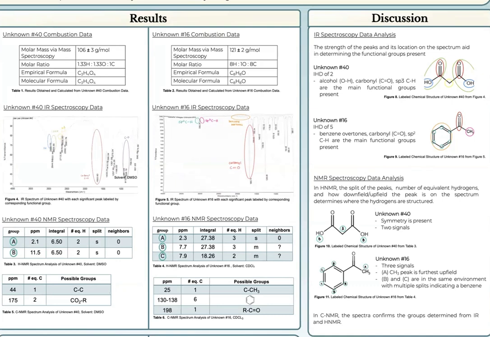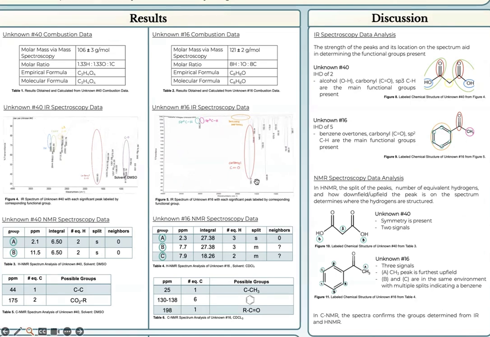For compound 16, there are a total of 8 carbons, but only 3 signals in the C-NMR spectrum. One is more upfield, which represents a methyl group. At 130 to 138 ppm, there are multiple peaks, which represents the 6 carbons of the benzene. And lastly, the peak furthest downfield represents the carbonyl carbon. With IR, the benzene overtones confirm the benzene determined from the NMR spectra. The sharp peak represents the carbonyl group.